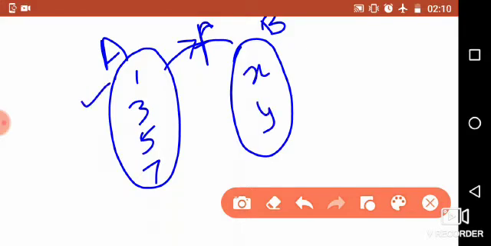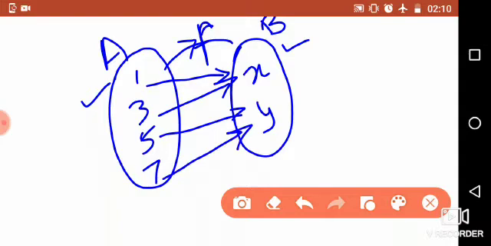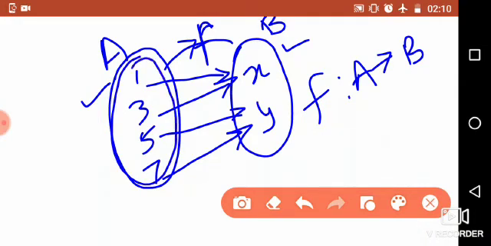A is called the domain and B is called the codomain. The image of 1 is x, the image of 3 is also x, the image of 5 is y, the image of 7 is also y. Now we have to see whether f from A to B is a function or not. Now we have to check the definition. All the elements of the set A have a single image.